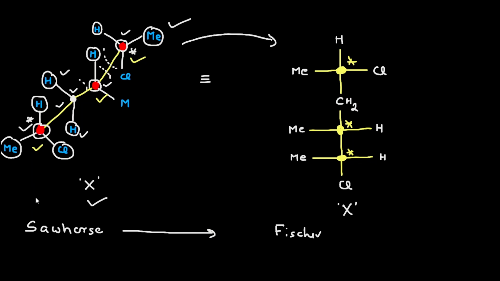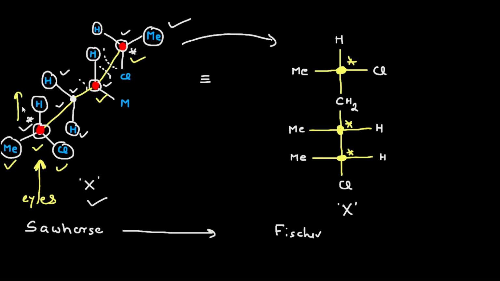If you watch this formula from this side, you put your eyes here and you watch the formula, you will find that the methyl and chlorine are coming out of the plane of paper. They are coming towards the eyes and hydrogen is going away.